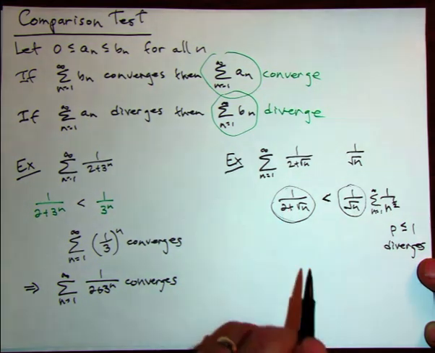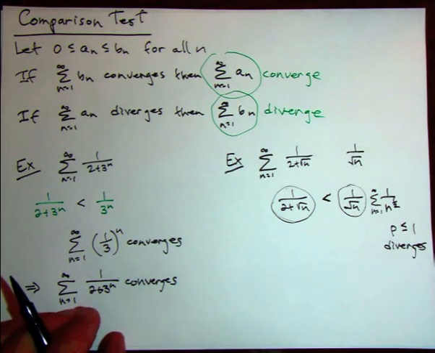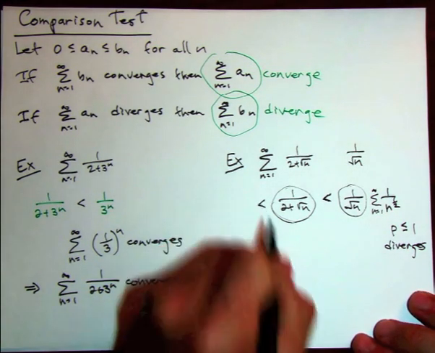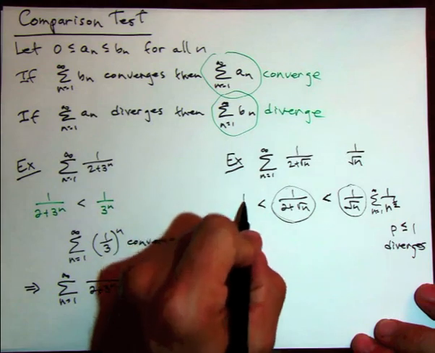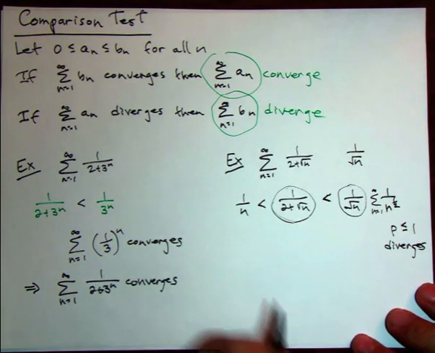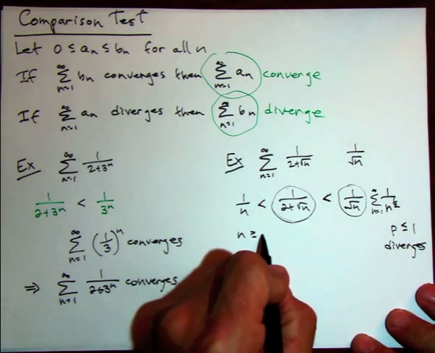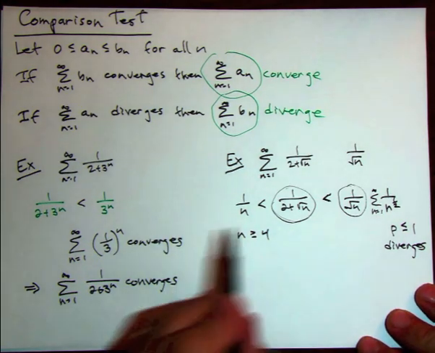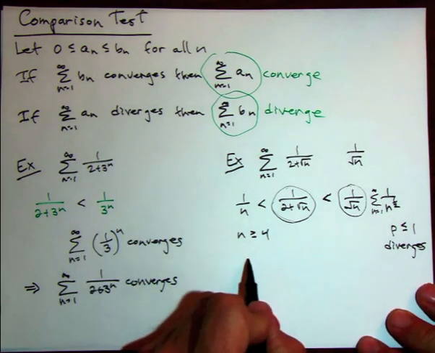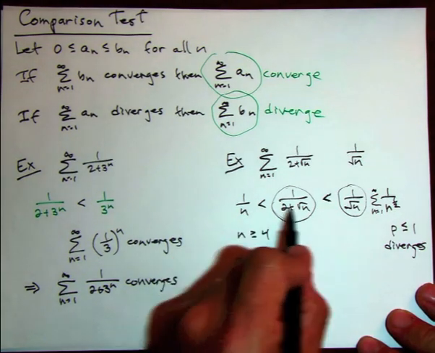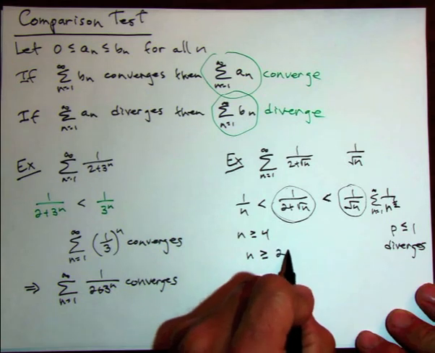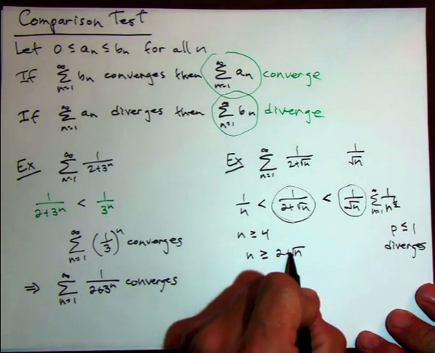So again, it comes back to finding a good comparison series. I'll just tell you this is true when n is greater than or equal to 4. All right. So again, let's compare the denominators. What we're claiming here, if this is less than this, is that n is greater than or equal to 2 plus square root of n anytime n is greater than or equal to 4.